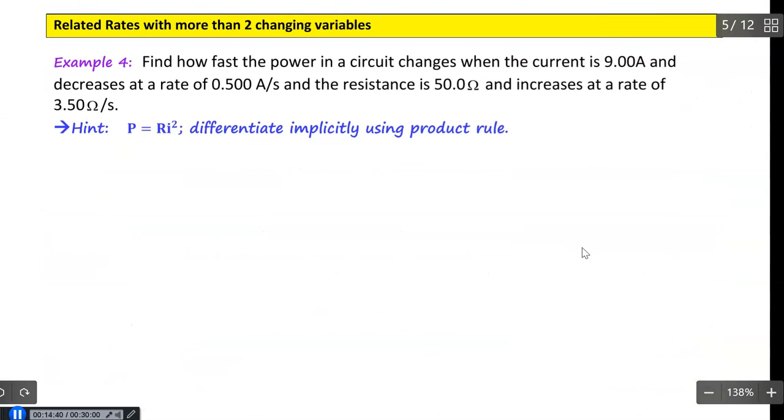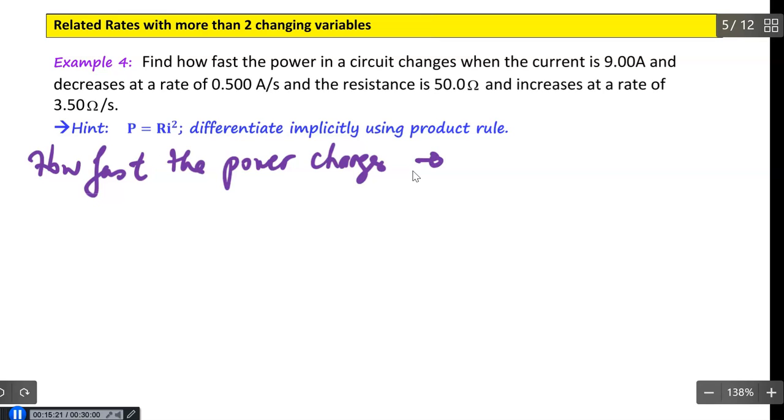Alright, so let's move on to the next example. This example, I am talking about related rates with more than 2 changing variables. So this poses a bit of a challenge here. So we have to find how fast the power in the circuit changes. So when we are talking about how fast the power, that means I somehow have to know that, okay, so I'm going to write this down. How fast the power changes.